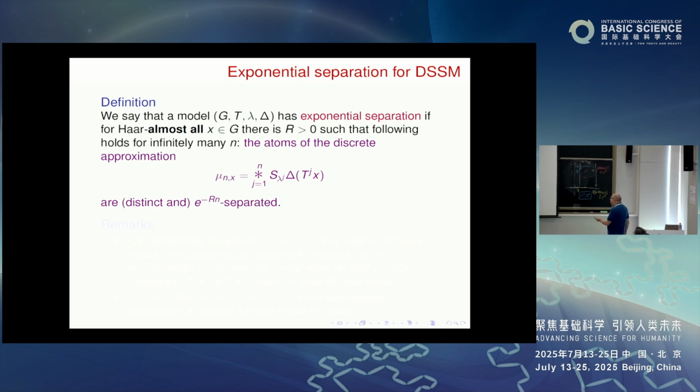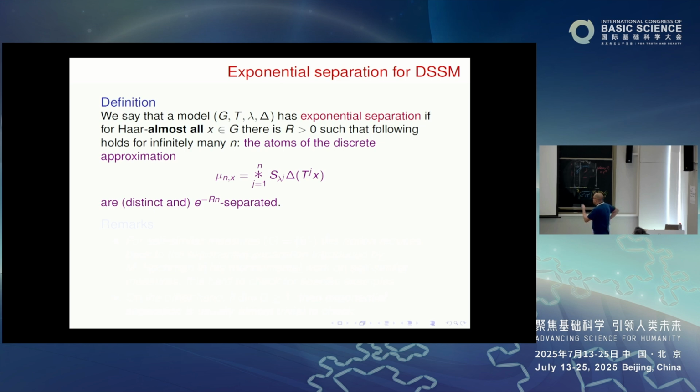So suppose that for almost every initial point, so for every point we have a different sequence of approximating measures. So I want something to happen for almost every point. What I want to happen for almost every point is that the atoms of these discrete approximations are not super-exponentially close to each other. In other words, I want an exponential lower bound on the smallest distance between atoms of the discrete approximation. And this R can depend on x, so everything is as general as you could possibly want.